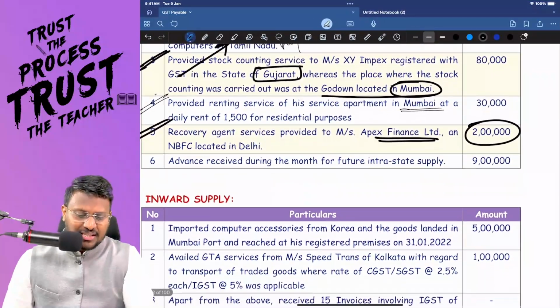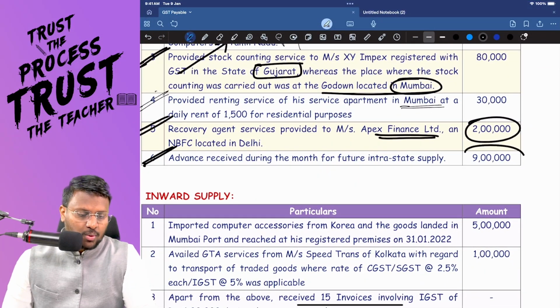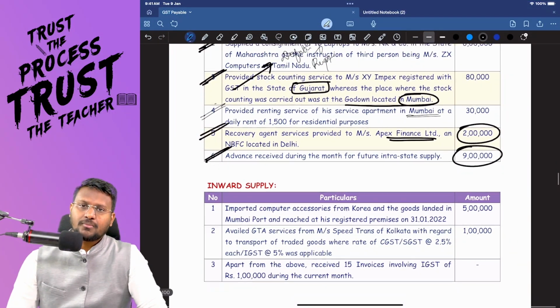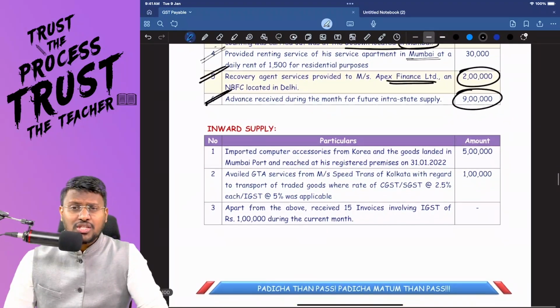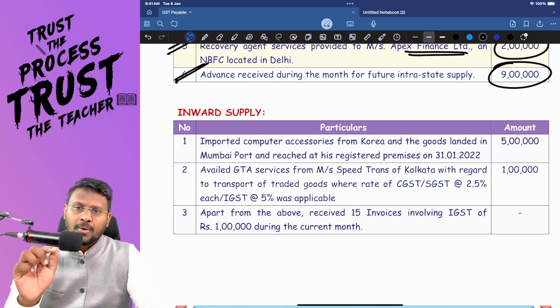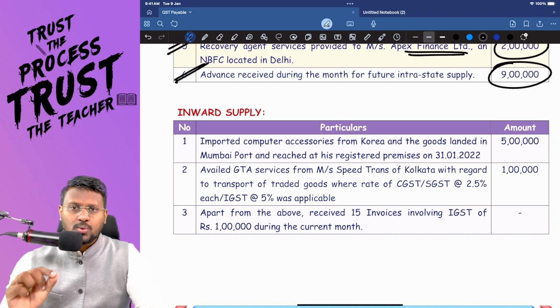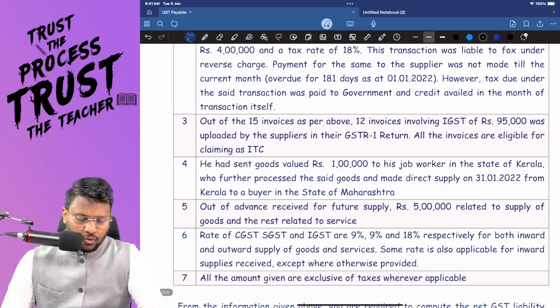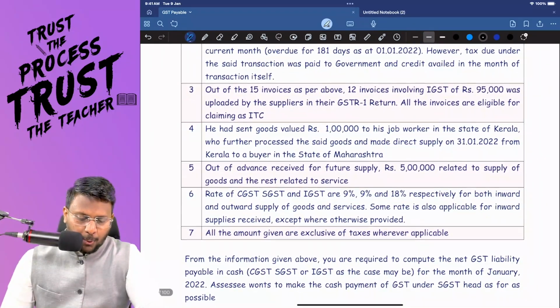Future intra-state supply, my dear lovable students, which is how much lakh? 9 lakh. We all know that the advance notification will be applicable. We have already discussed that notification. Notification number 66/2017 is applicable only for goods and not for services. So with regard to this, we have to check point number 5.